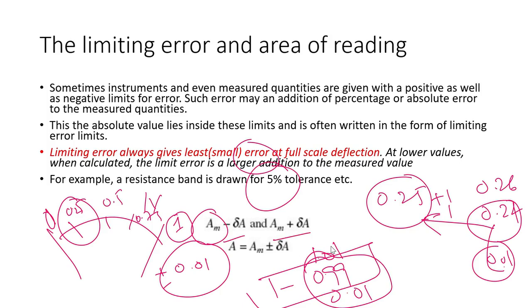So we use such nomenclature with the error, and limiting error is always used for absolute. So these quantities are absolute. So measured value minus plus absolute error, this will give us a limiting error. Okay, so this is it for the limiting error.